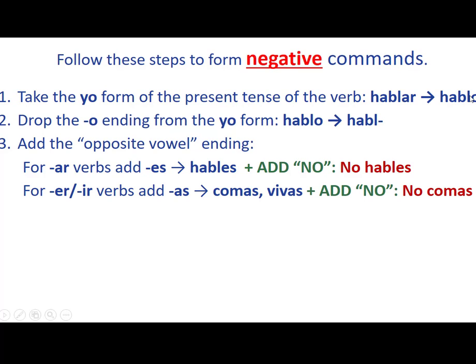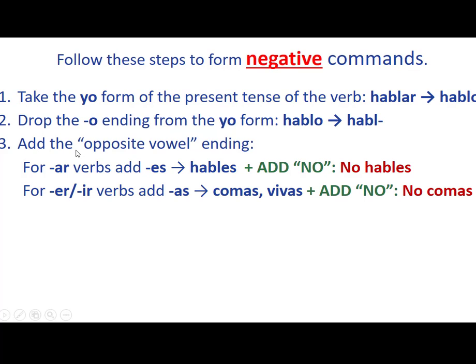If it's leer, it's going to be leo. If it's correr, it's going to be corro. If it's comer, it's going to be como. Just take that form. We're going to drop that final O because all of them are going to have an O. So drop that final O ending. If it's hablo, habl, you take that O off. If it's correr, cor, and you stop there. And then whatever it is, just take the O off.